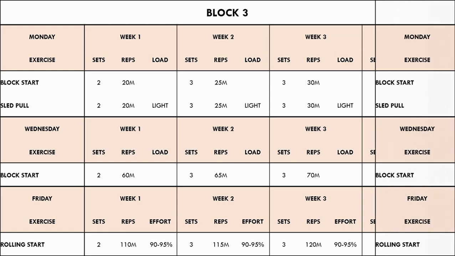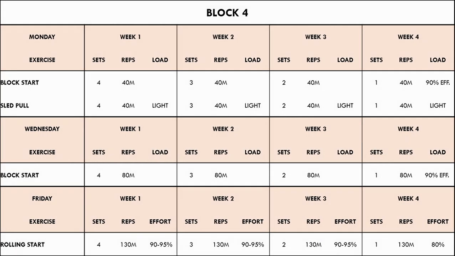This brings us to the final block of the training program, where the athlete needs to be in absolute peak shape for the 100-meter race. This block follows a slightly different model of progression in order to taper the athlete. In this block, the distances remain the same each week, but the volume decreases. So the first week uses the highest volume, and this gradually reduces by 1 set each week until the final week of the training block.